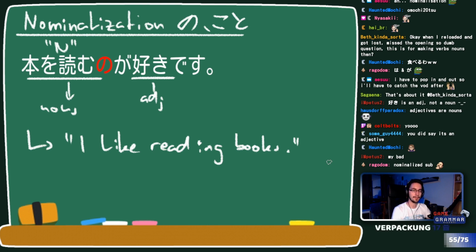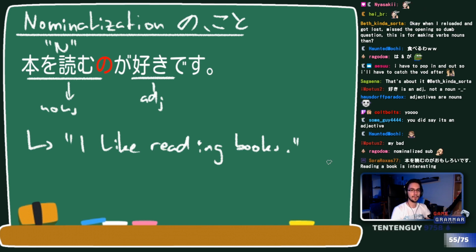Grab a phrase, grab a clause, nominalize it, and then treat it like a noun. So if you want to talk about that clause as the subject, feel free to just do that. 本を読むのが面白いです. Reading a book is interesting. Yeah, another good example from Zora. So basically, very simple. Any clause, any verb, any action, nominalized with no, and then we can say が好きです. This is a very common pattern when you just want to talk about what you like to do. Very useful.